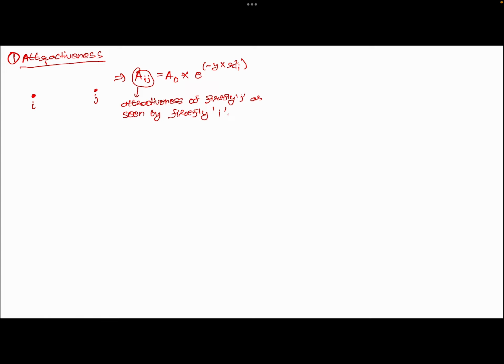Now let's talk about A naught. A naught is the initial attractiveness at zero distance. And here, this gamma is the light absorption coefficient.